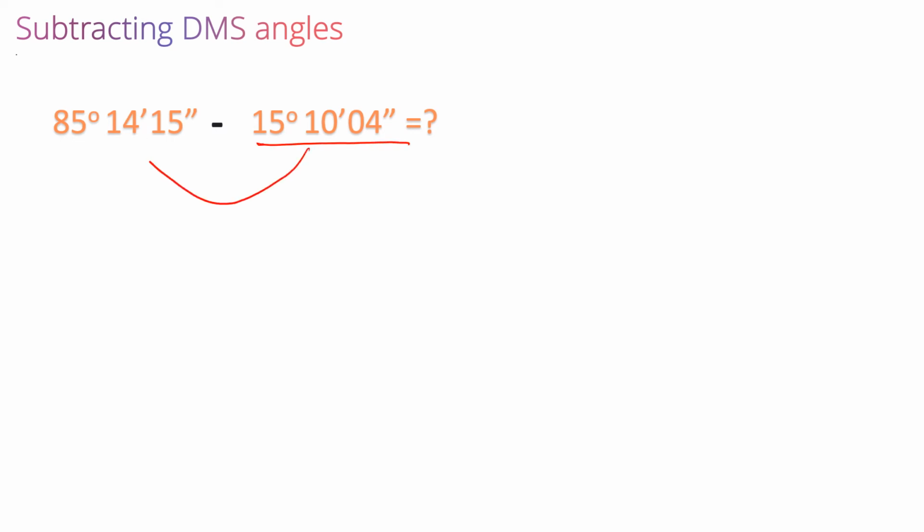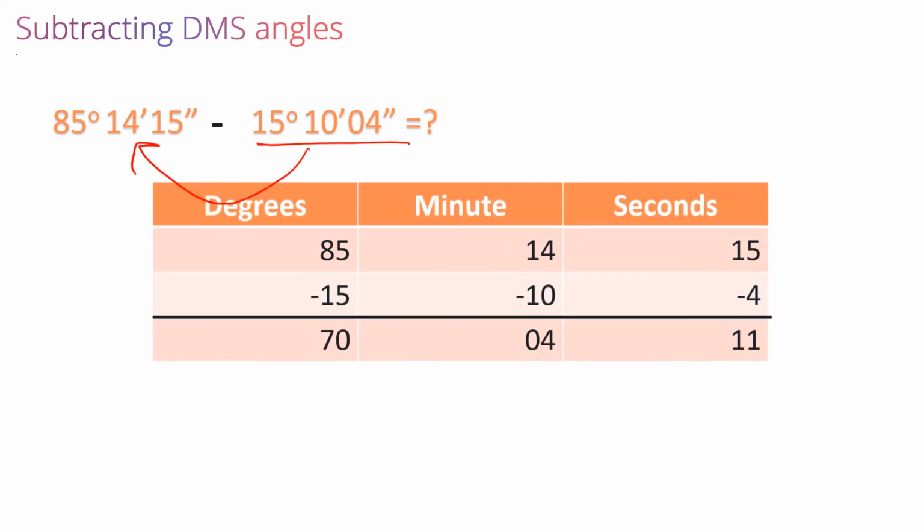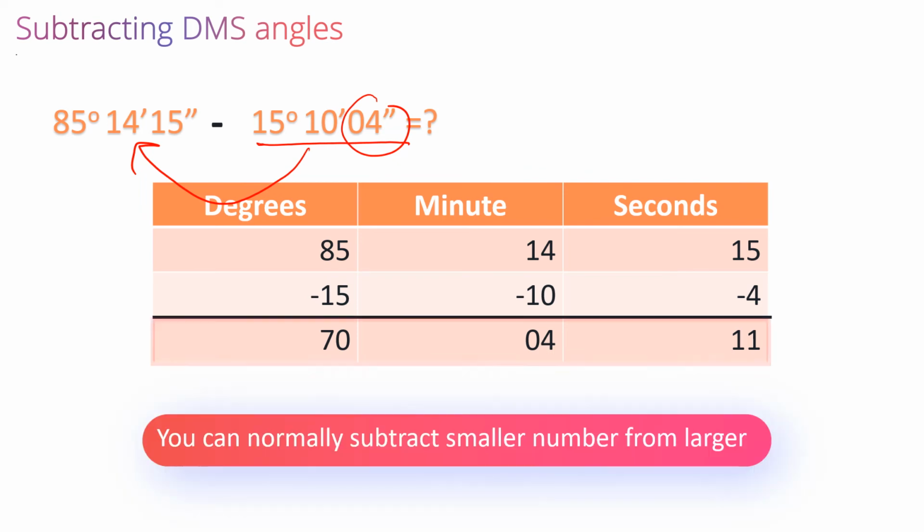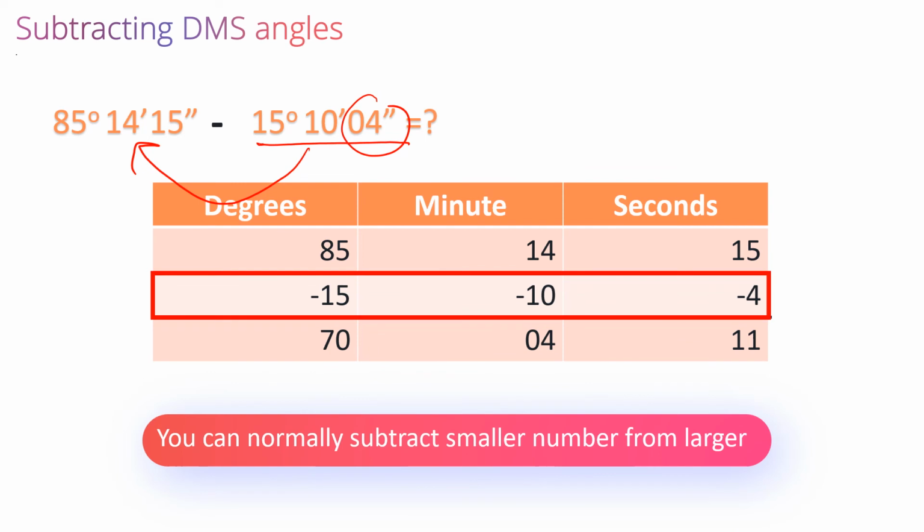So let us see how we can subtract two DMS values. Here we want to subtract this term from this term, right? So we do the same process. We make 3 columns and write each of these terms under the respective columns, and we do individual subtraction for each of these columns. And this is okay because you can normally subtract a smaller number from the larger number, right? In the case of the DMS, all of these numbers are smaller and we're getting the positive answer. This looks good. But let us see another scenario in the next slide.